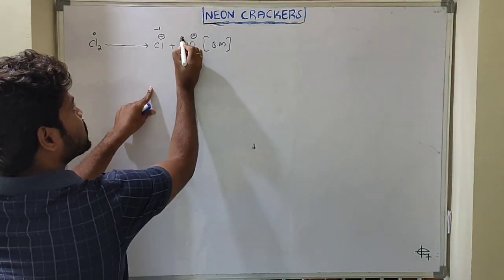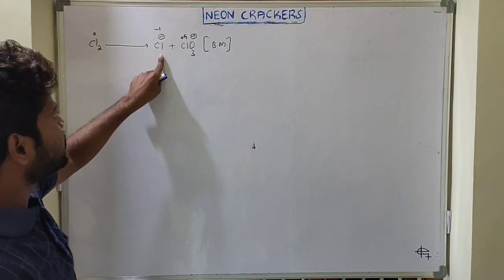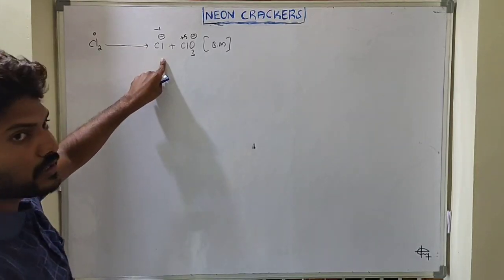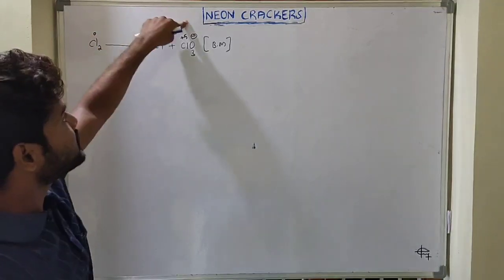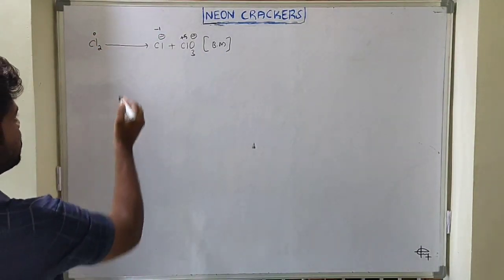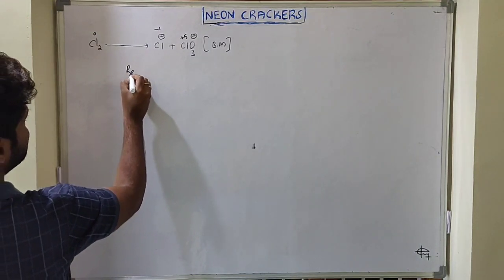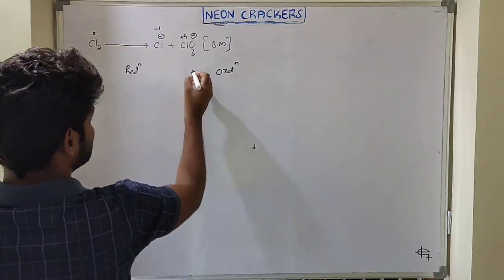So what is the chlorine oxidation state here? +5. 0 to -1 is one kind of reaction. What is the reaction? 0 to -1, addition of electrons, that is a reduction reaction. Next, 0 to +5, removal of electrons, that is an oxidation reaction. So we have to write the separate equations, reduction reaction and oxidation reaction.